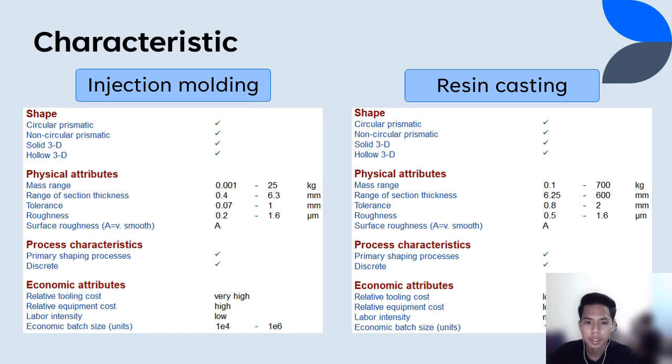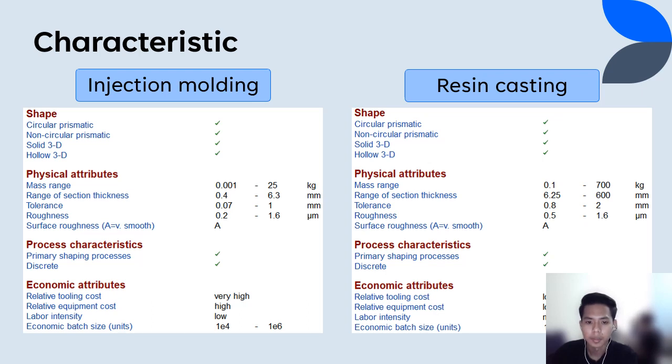For resin casting, it can also be shaped for circular prismatic, non-circular prismatic, solid 3D, and hollow 3D. For its physical attributes, mass range 0.1 until 700 kg, range of section thickness 6.25 until 600 mm, tolerance 0.8 until 2 mm, roughness 0.5 until 1.6 micrometer, and the surface roughness is smooth.